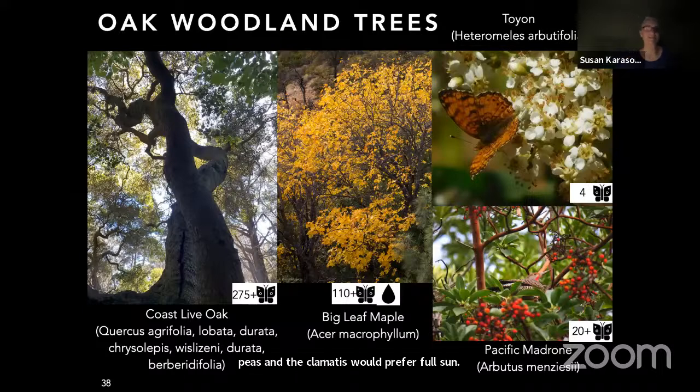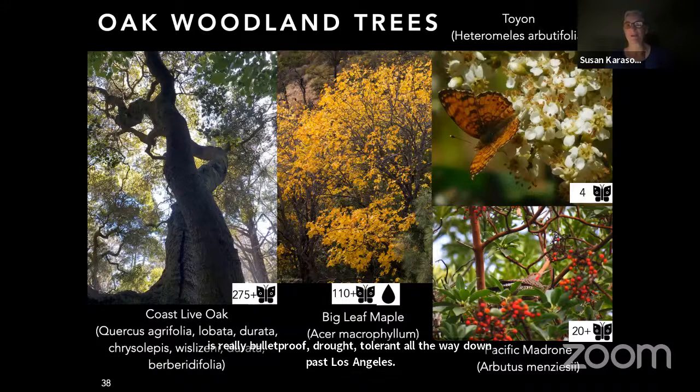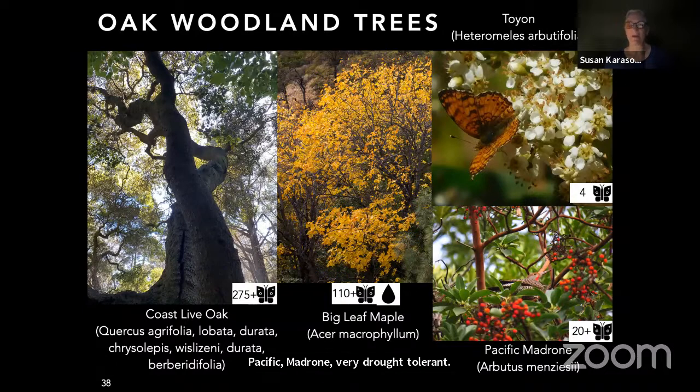So you've got oaks I just don't have. I only have, of course, the Sargophilia, but you've got some gorgeous oaks. And the beak leaf maple, it does want some water. Toyon is really bulletproof, drought tolerant, all the way down past Los Angeles. Pacific Madrone, very drought tolerant. And the Toyon and the Pacific Madrone have got those long-lasting berries. They don't drop them. The birds, migrating birds especially, will show up to eat those berries.